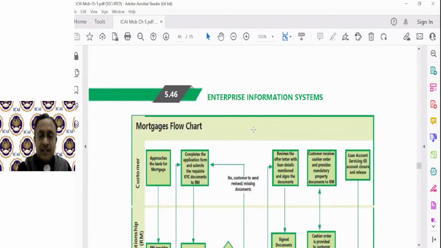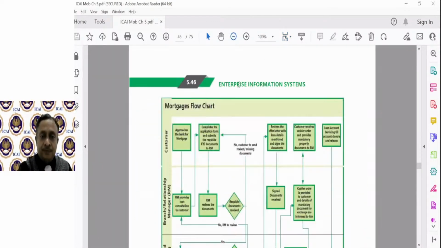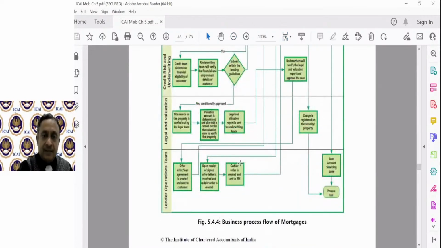Now, this has been given as a flowchart in the module. Let us just see. Yeah, so it is here. This is how the business process of the mortgage goes. Now I put some questions, so let us first review the answers to the questions.